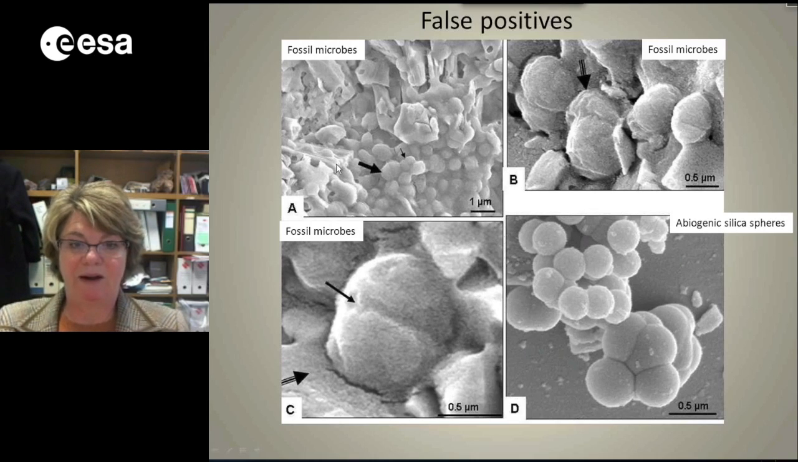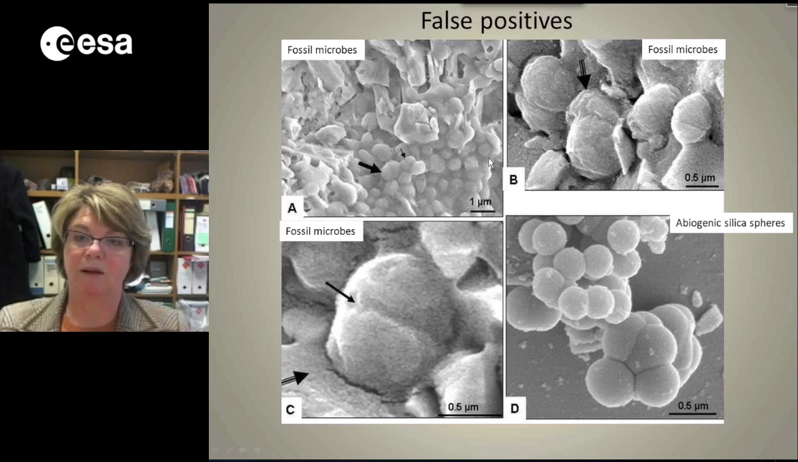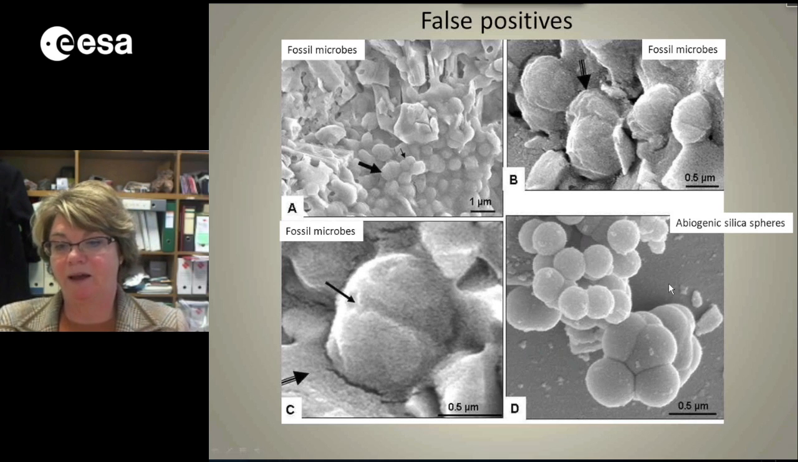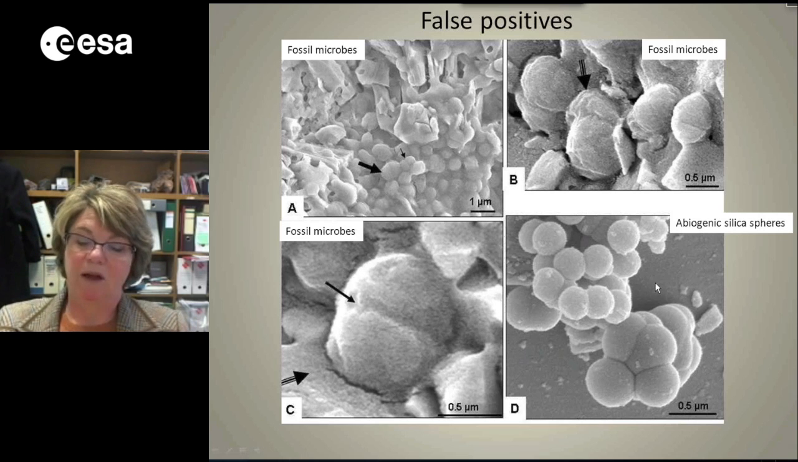Now, we have to be very, very careful because of what we call false positives. Microorganisms tend to have very simple shapes and forms, spheres, rods, filaments, and so on, that can be imitated by minerals or non-biological phenomena. And I have here various details of fossil microorganisms that I will be showing a bit later on as well, where you can see the spherical structures and evidence of cell division. But on the bottom right, I'm showing a scanning electron micrograph of abiogenic silica spheres that, if you didn't have much experience, you could just automatically think that these were fossil microorganisms.